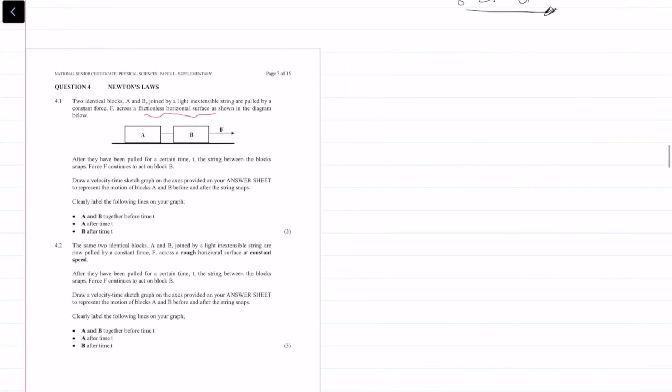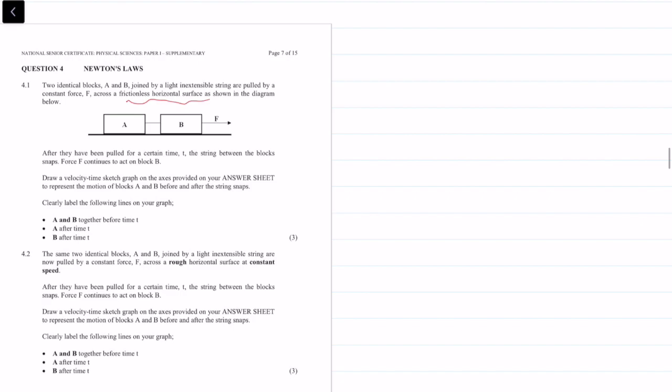Okay, so let us get into that then. Let's draw a set of axes. Oh, that's pretty straight. Cool stuff. So we have velocity in meters per second, and we have time in seconds. Okay, so let's think about this.